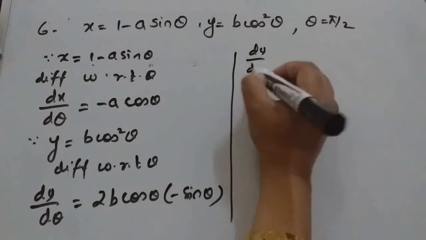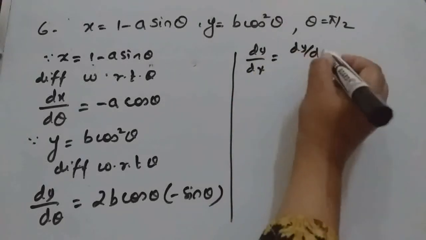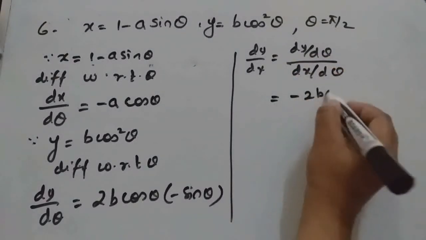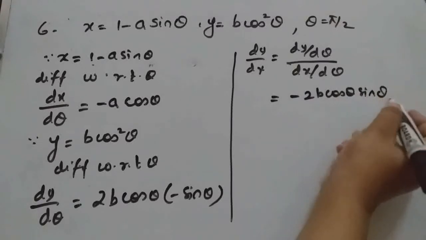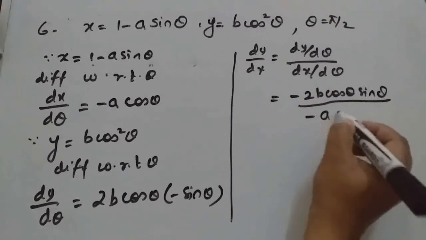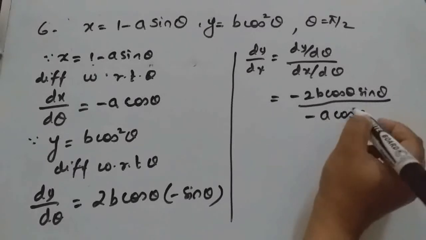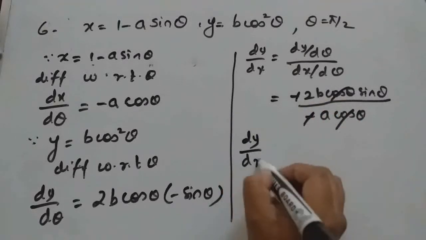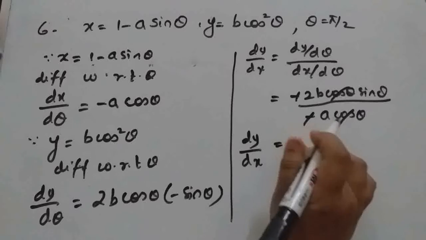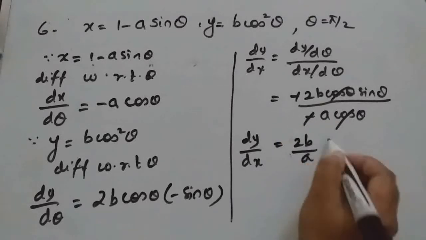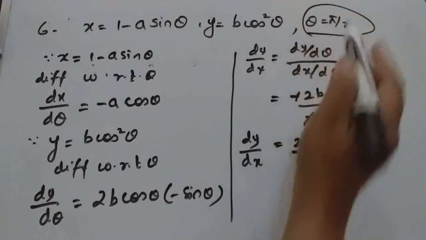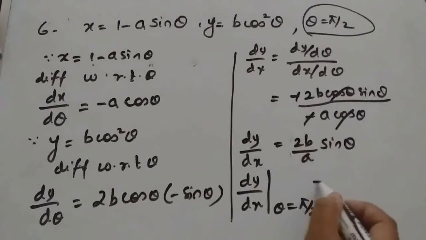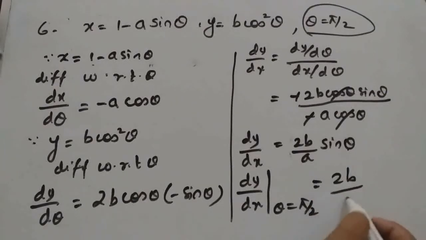So dy by dx will be dy by d theta divided by dx by d theta. So dy by d theta is minus 2b cos theta sin theta, and dx by d theta is minus a cos theta. So cos will go, minus will go. Okay, so dy by dx is 2b by a sin theta. The theta value is given pi by 2, so we will find dy by dx at theta pi by 2. So sin pi by 2 is 1, so the answer will be 2b by a.